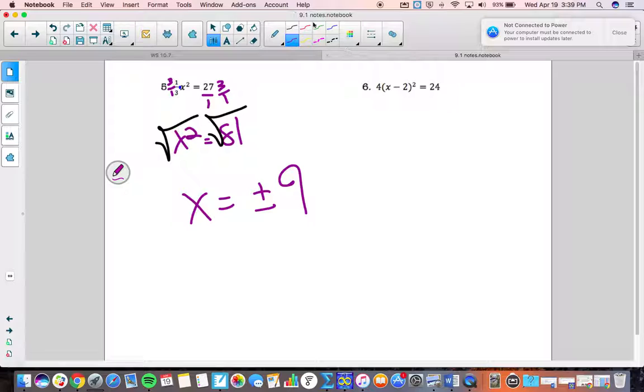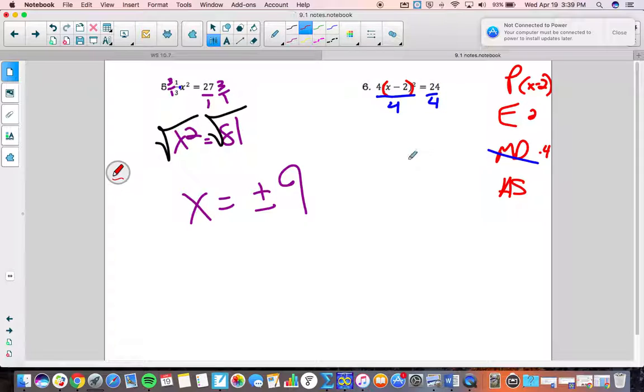Last one. So this one's kind of tricky. Yeah, x is being subtracted, but it's in parentheses. So really, think of that -2 as being up here. It's the last thing we'll undo. We have some squaring, and we have some multiplying. It's getting multiplied by 4. So we need to undo multiplication first by dividing by 4. So we get (x - 2) squared equals 6.